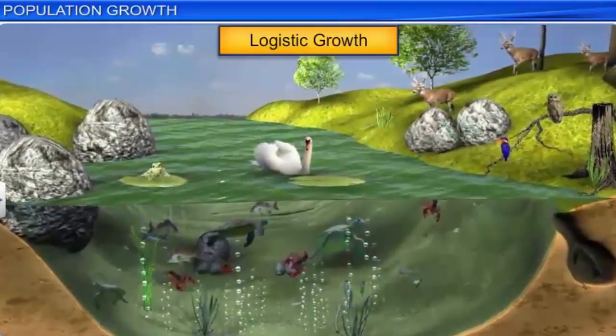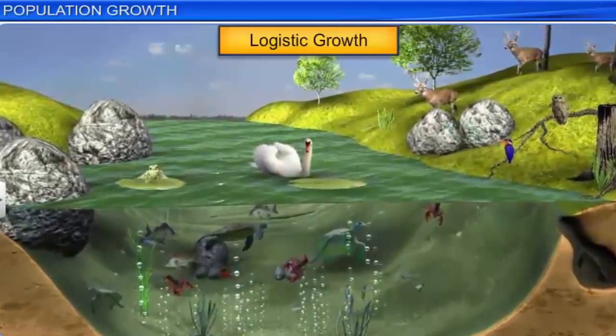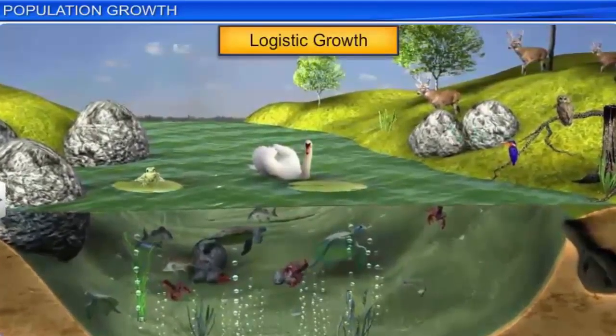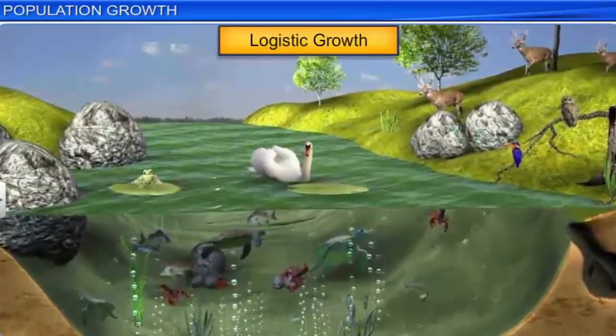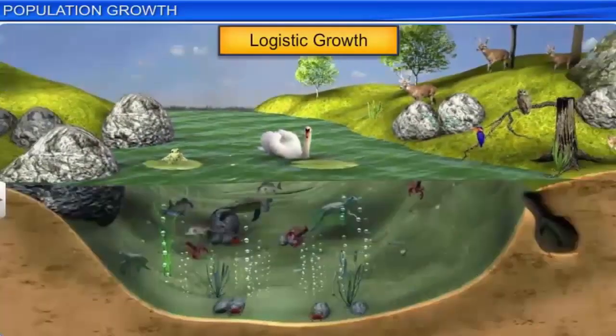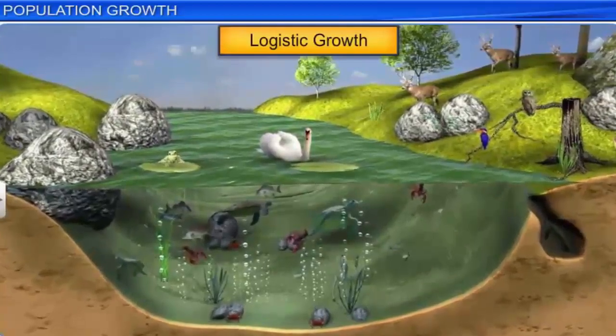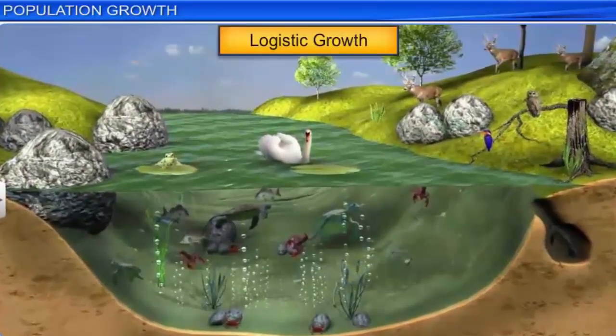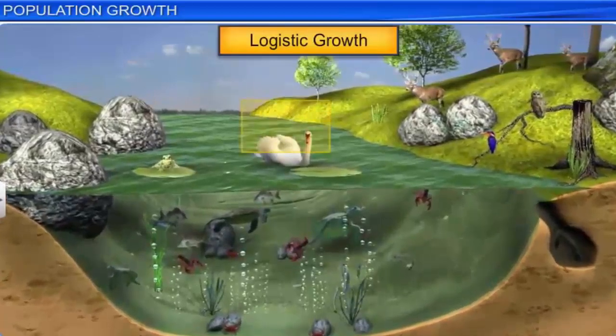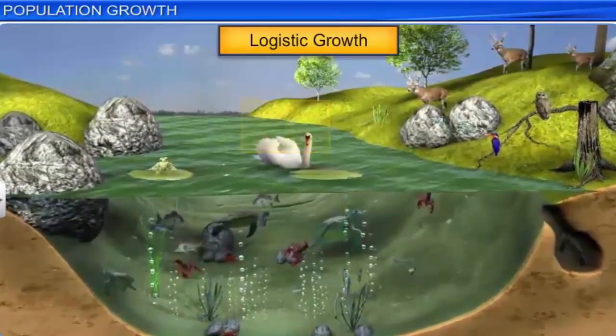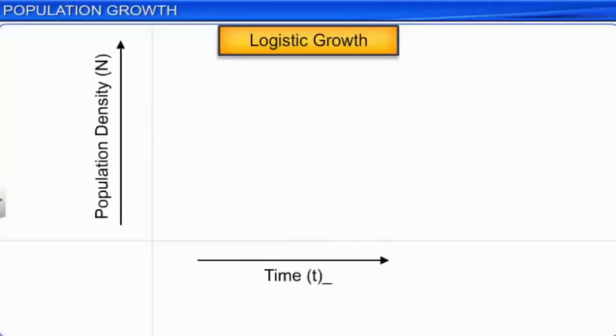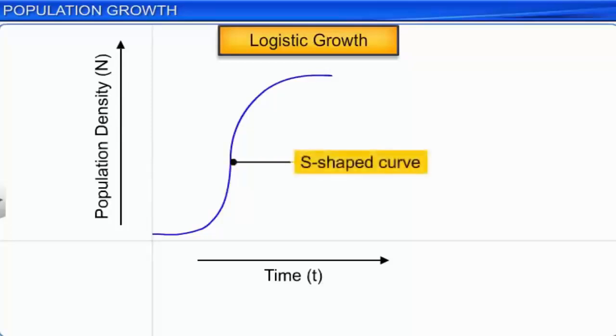This maximum capacity or limit is called the carrying capacity of the species in that habitat, which is denoted by the letter K. Let us consider the population growth pattern of the mandarin duck in this wetland. For this, we plot various readings of population density against time. On plotting the readings, you will notice an S-shaped curve or a sigmoid curve.